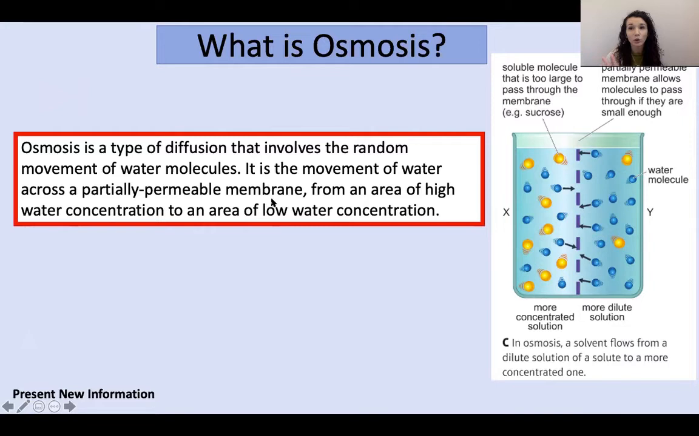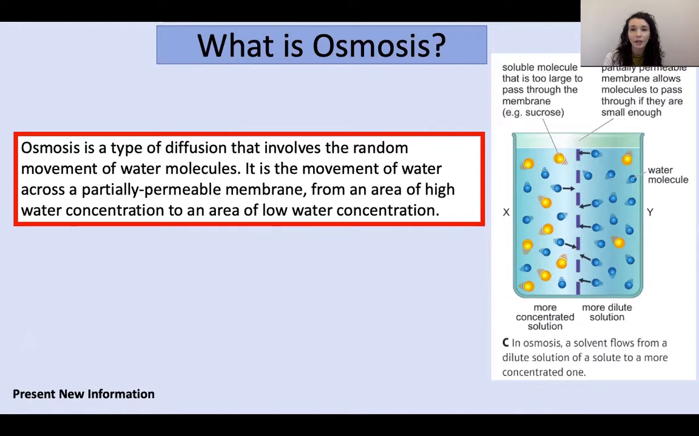We're going to have a look at what that means in a moment, because partially permeable membrane is quite a confusing term, so don't worry too much about that at the moment. Osmosis is the movement from a high water concentration to an area of low water concentration.